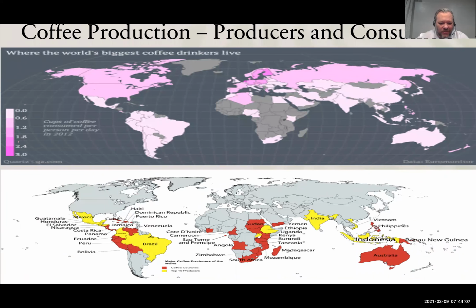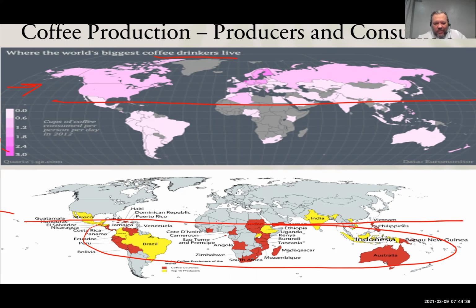So coffee production. So kind of starting off here. If we look down here at the bottom, if we look at where the coffee is grown, again, most of it, these yellow ones mean that they are in the top 10 of coffee producers. And so obviously a lot of coffee is grown down here in the South. And then if we look up here to this graph, this is showing coffee consumption, where the coffee drinkers are. And so, if we kind of cut it in half, obviously South America is up there in terms of what they drink, but you can see the vast majority of coffee grown in the South, the vast majority of coffee consumed in the North.